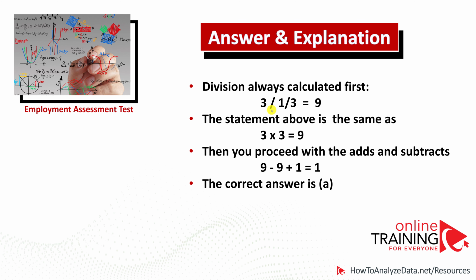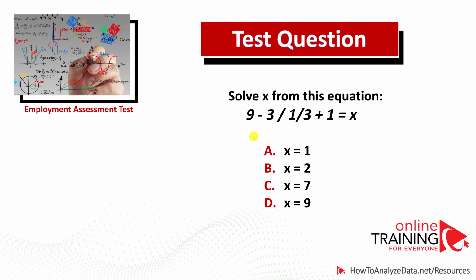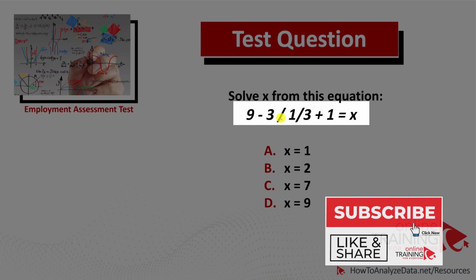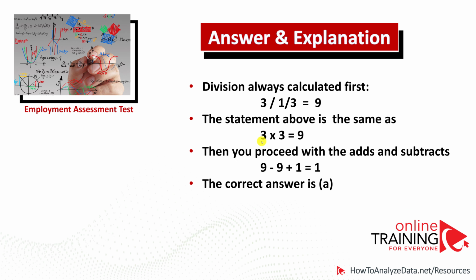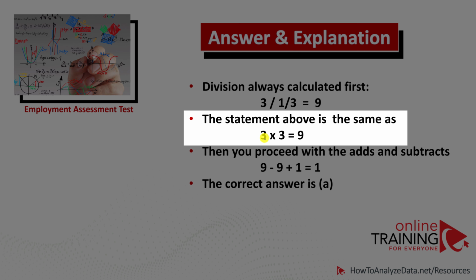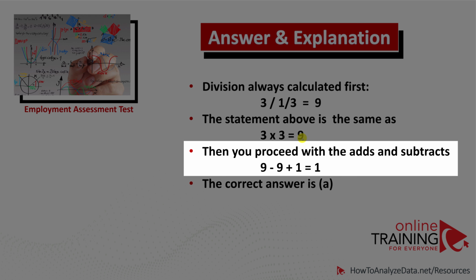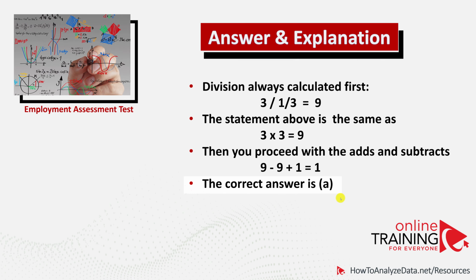The tricky part in this question is that you need to divide 3 by 1/3, which is an equivalent of 9. And a lot of people, when they do calculation, instead multiply 3 by 1/3 and get to the number 1. This calculation is an equivalent of multiplying 3 by 3, which is obviously an equivalent of 9. When you proceed with adds and subtracts, you get to the number 1. So the correct choice here is choice A.